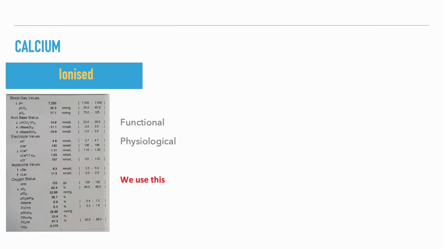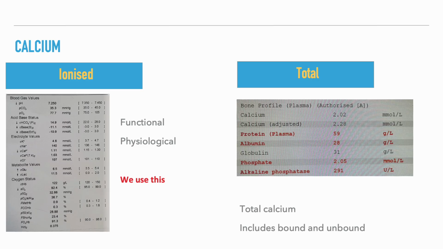Ionized calcium is different to the total bone profile calcium. Total calcium measures all the calcium in the blood, whether it is bound to proteins or whether it is readily available. Ionized calcium, however, is the active amount of calcium in the blood. This is the calcium that takes part in clotting or muscle contraction or is important for heart function. We need to use this for monitoring citrate because total calcium will measure inactive calcium and active calcium as the same thing.